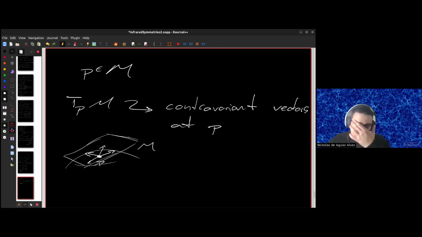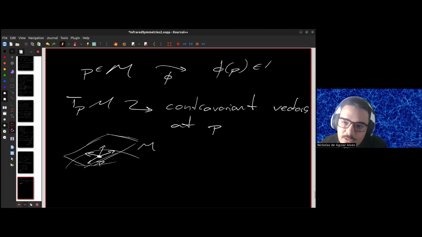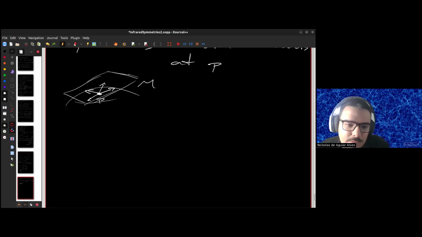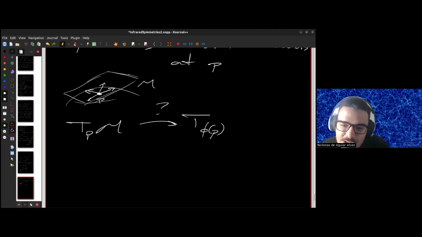So this is T_P M. And since we have the map phi, we can also consider, using the map phi, going from this point P in M to the point phi of P in N. So we got this other point in N. And the question is, how do we relate the vectors at P in M to the vectors at phi of P in N? So how do we relate these two vector spaces, T_P M and T_phi(P) N? How exactly do we do this transformation?